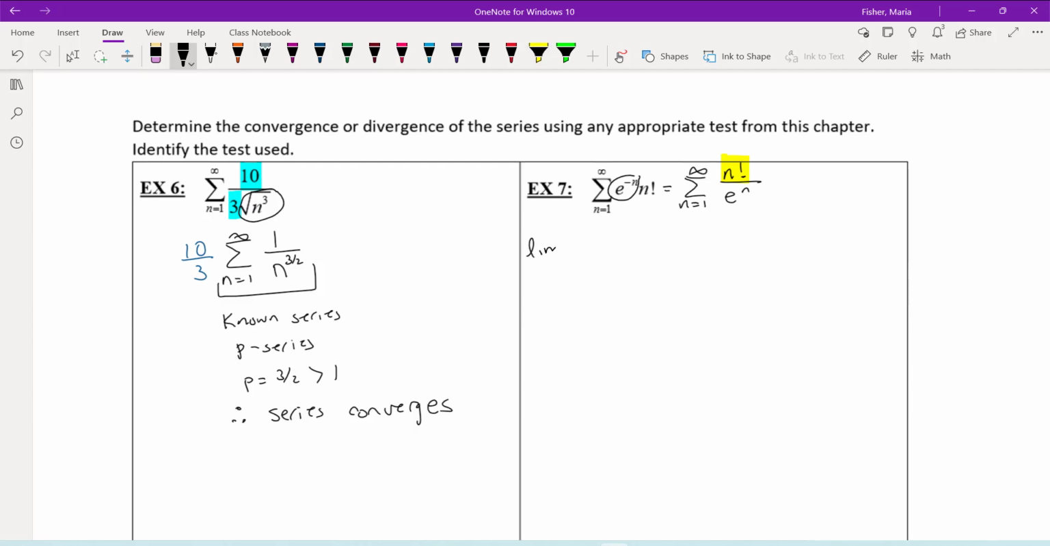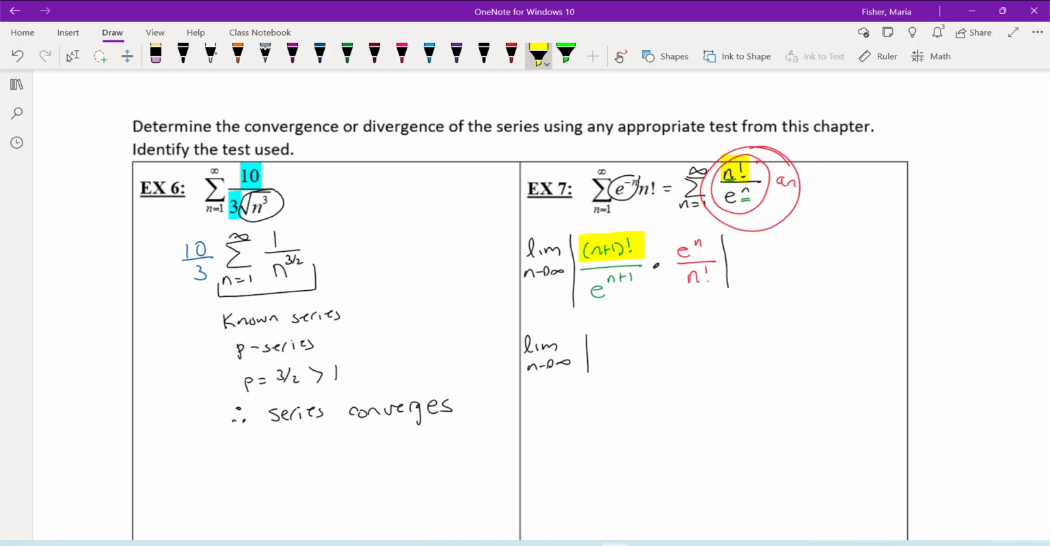So we do the limit as n goes to infinity of the absolute value of a sub n plus 1. Well, if this is my a sub n, then a sub n plus 1 is going to be n plus 1 factorial divided by e to the n plus 1. And then I need to multiply by the reciprocal of a sub n. Multiplying by the reciprocal of this, I have e to the n over n factorial. Now I have to simplify this. So I'm looking at the limit as n goes to infinity of the absolute value.